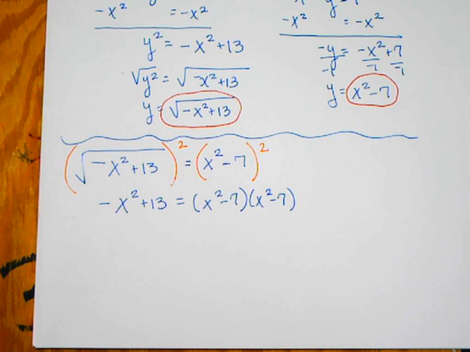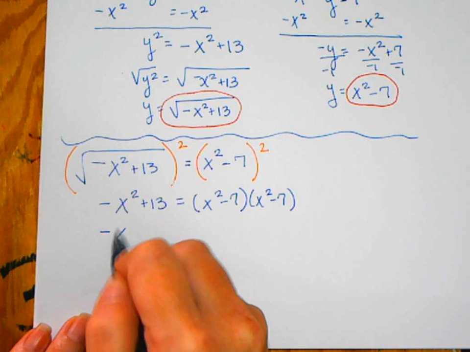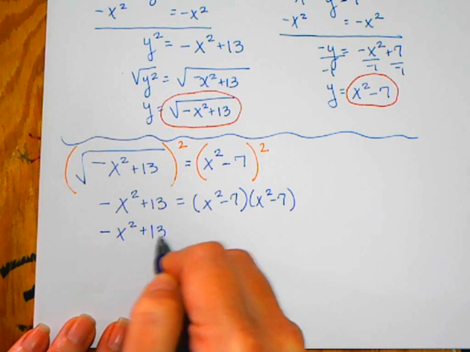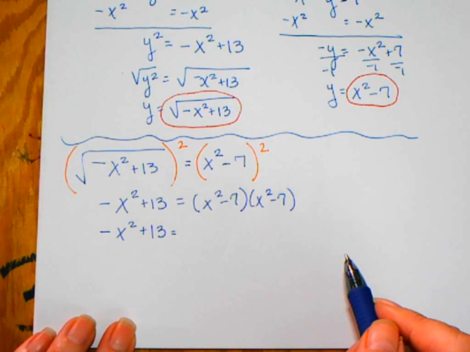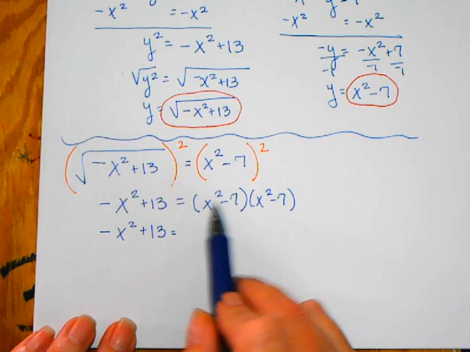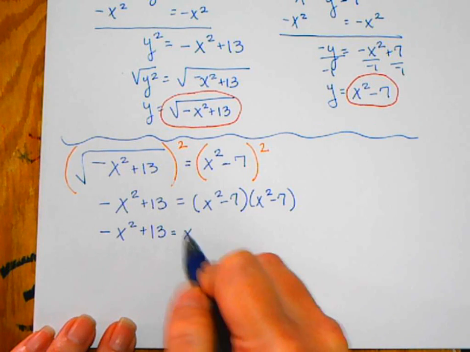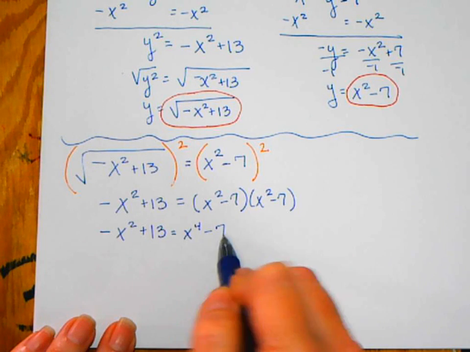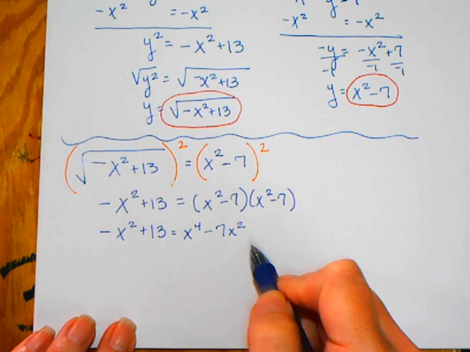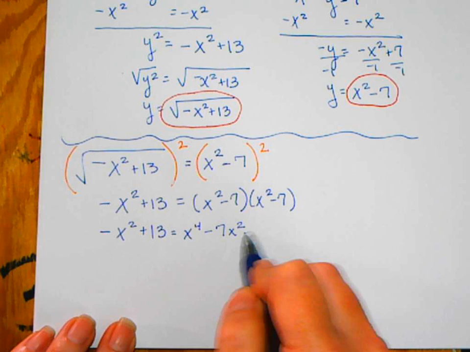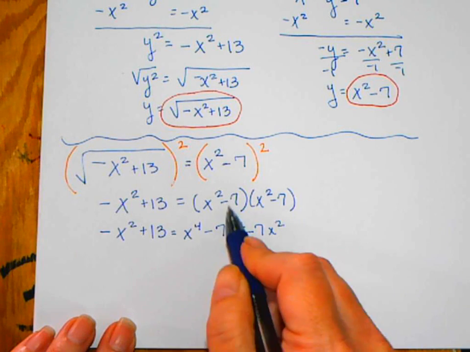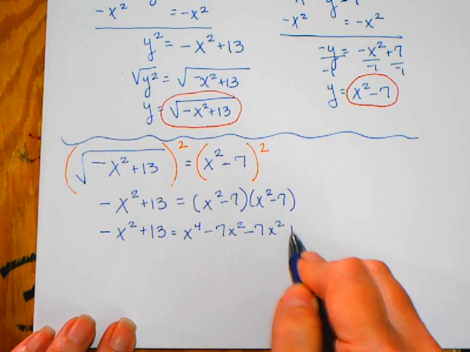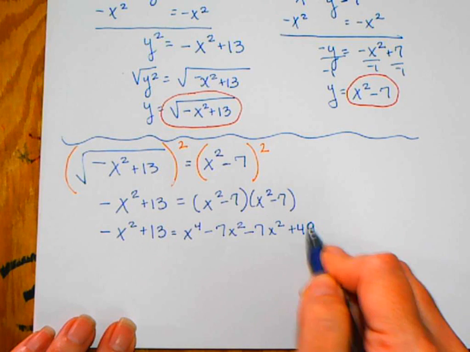Nobody said this was going to be a short process. So on the left, nothing to do yet. Just bring it down. On the right, I'll distribute x squared times x squared. It's x to the 4th. X squared times negative 7 is negative 7x squared. Negative 7 times x squared is negative 7x squared. And negative 7 times positive 7 is positive 49.